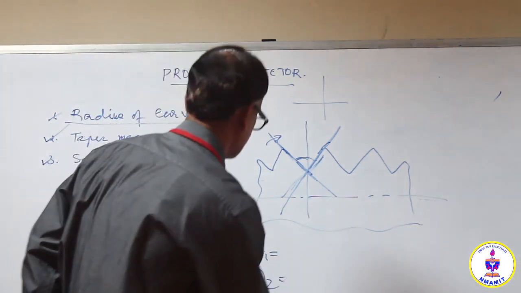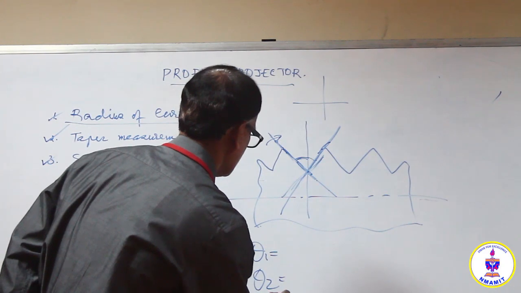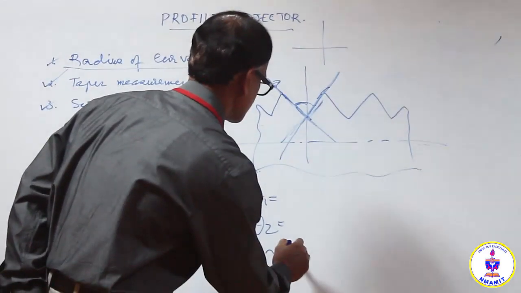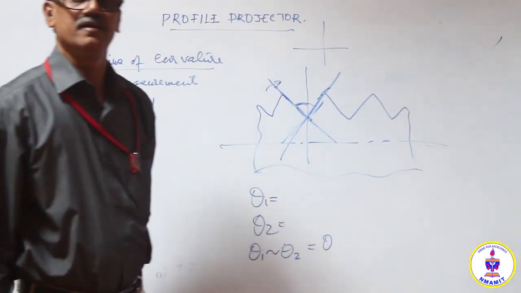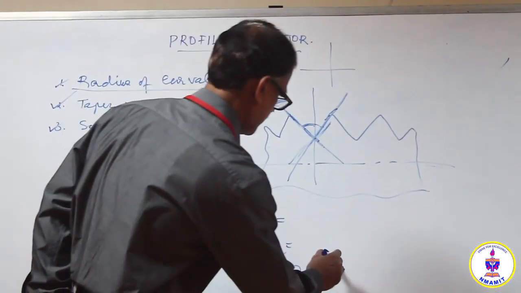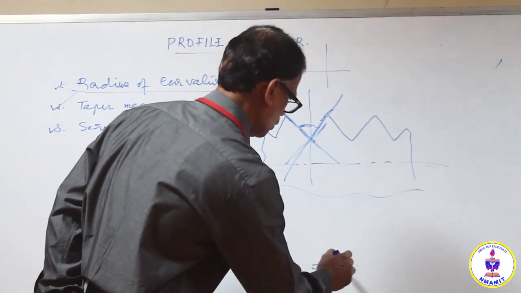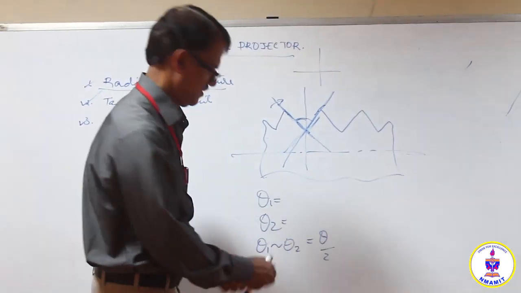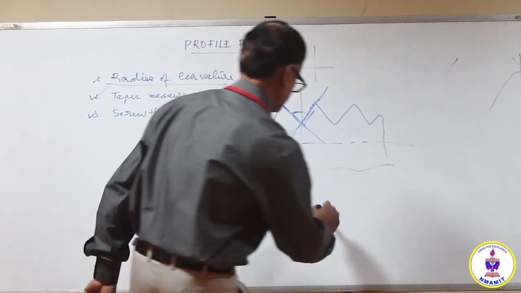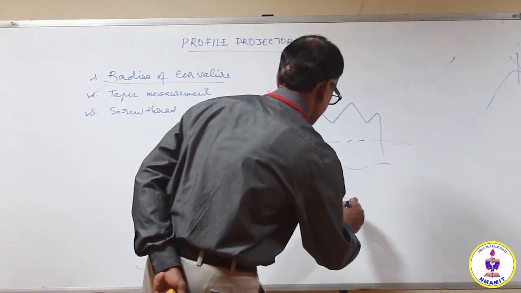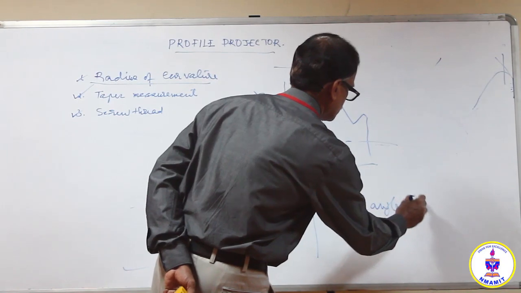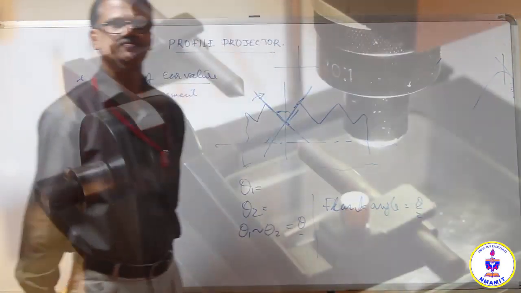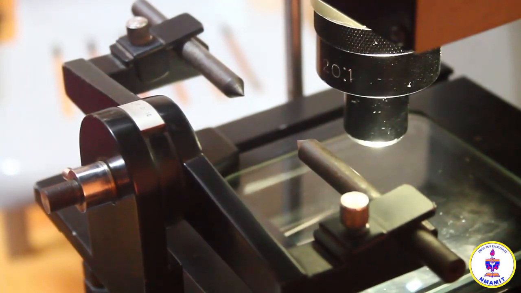Now the difference between these two readings, theta 1 and theta 2, will give the thread angle, and thread angle by 2 is the flank angle. So this is the thread angle, and flank angle is theta by 2.